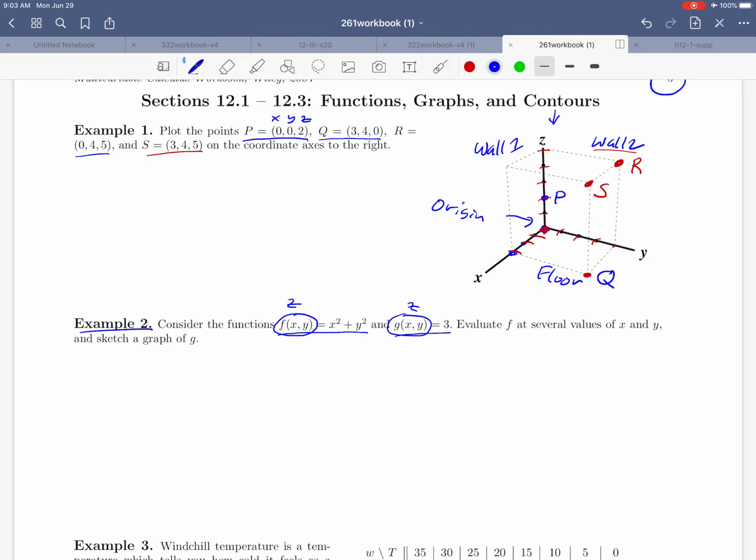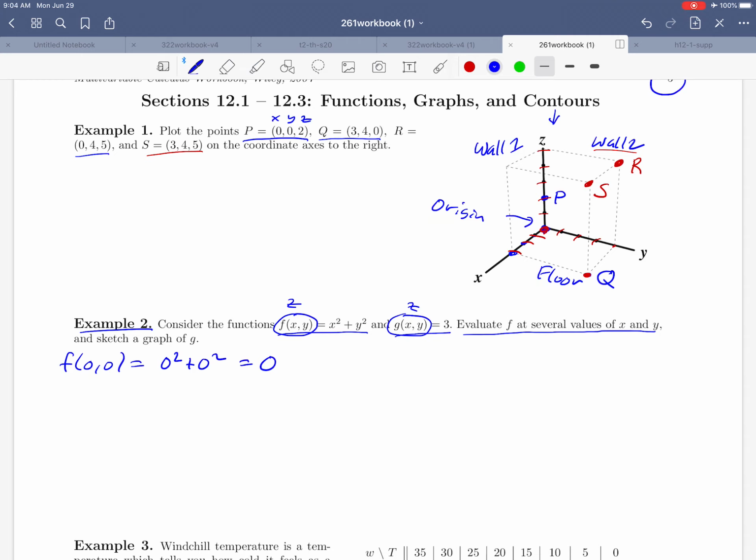So first, they'd like us to evaluate f at several values of x and y. They just want us to pick some input values and see what we get for output. So let's do that, and we'll pick some reasonably nice numbers. How about 0 and 0? What would f of 0, 0 be? Well, we're just going to take 0 for x and y, substitute both of those into our formula. We're going to get 0 squared plus 0 squared is 0. And so 0 is our output.